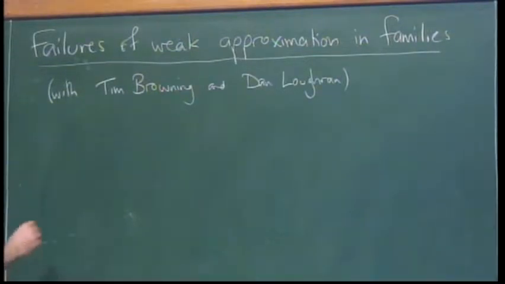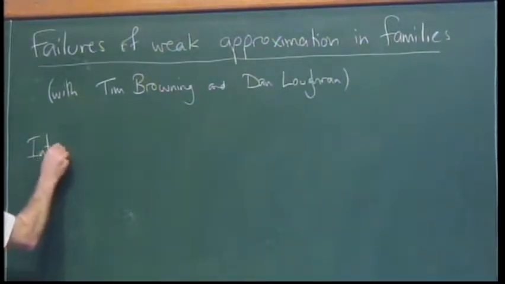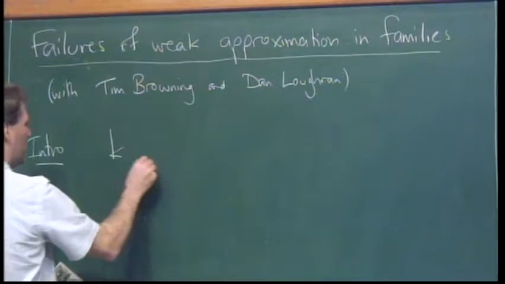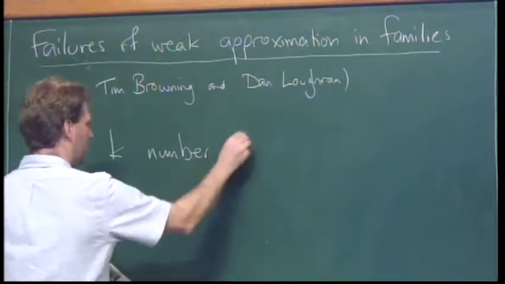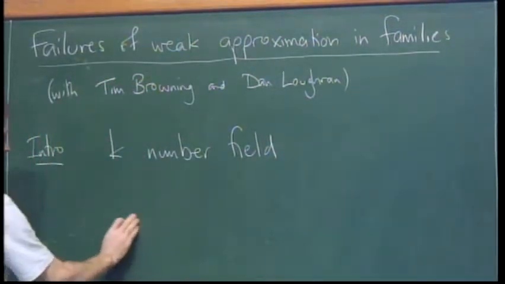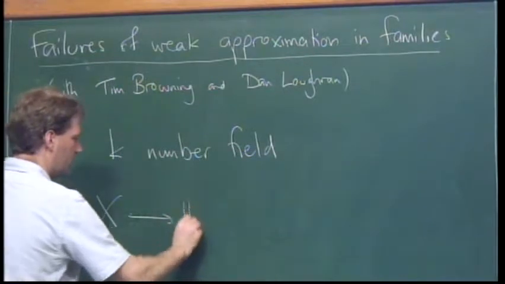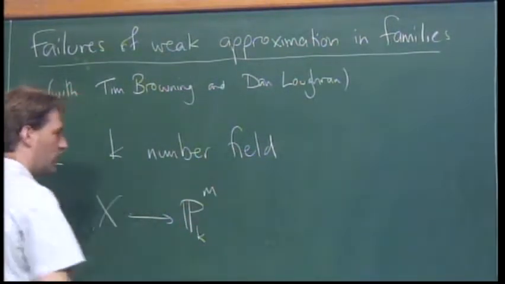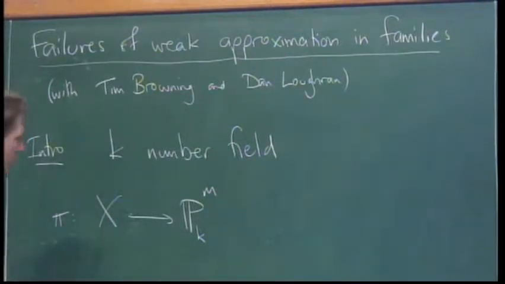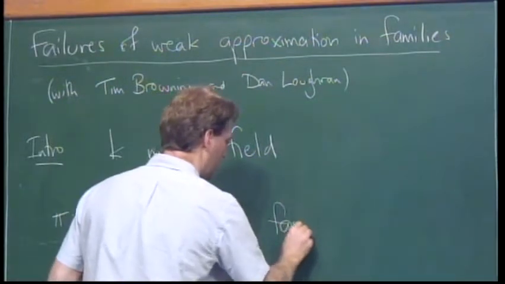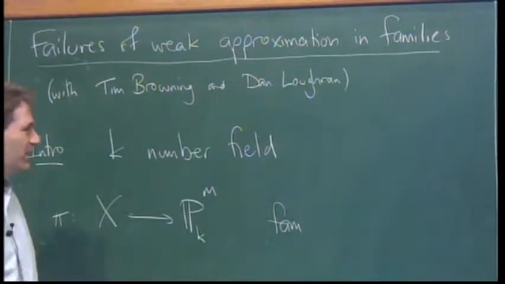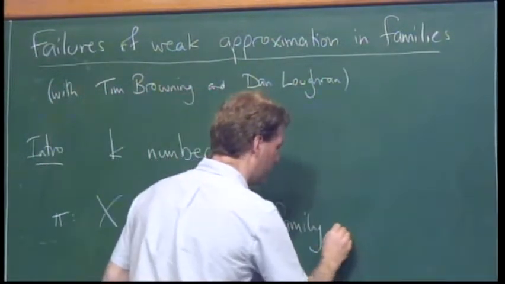Okay, so what's the situation? I'm interested in families of varieties over a number field. So throughout, K is going to be a number field. And I'm going to have a family of varieties over projective space. So I've got a morphism here called pi. Well, I might say a few more technical details later about what assumptions I need to make on pi. But let's just say for now it's a family of varieties for the introduction.